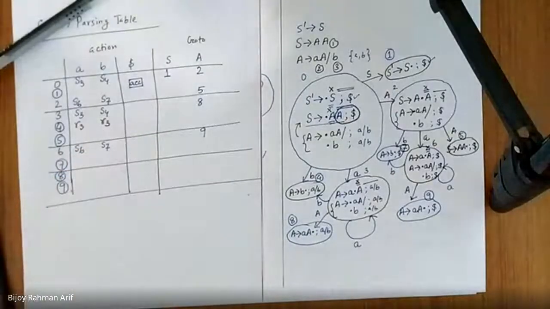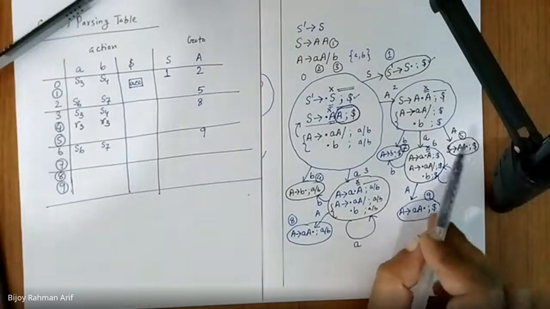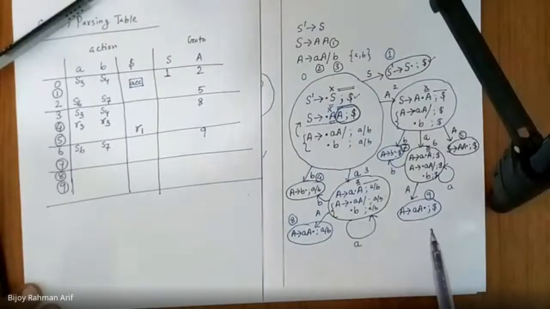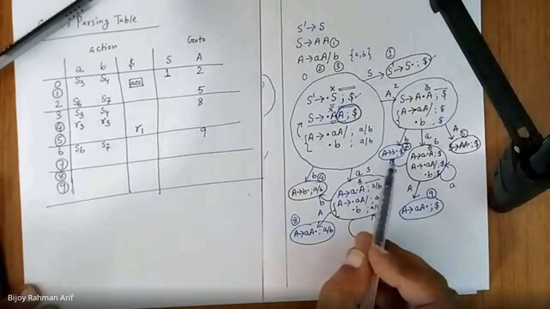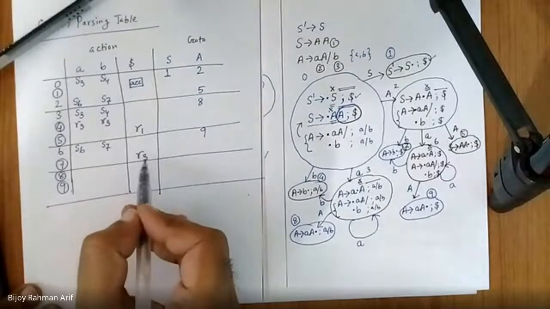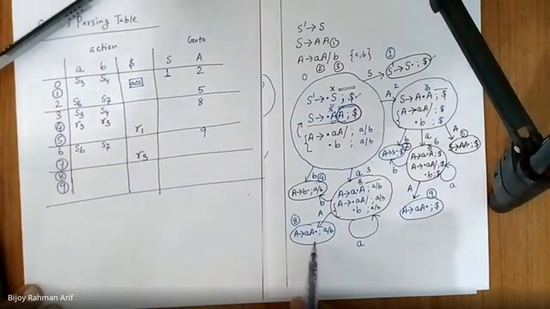Let's go to 5. So this is which rule? Rule number 1. Where am I going to write this rule? Only on dollar. So reduce 1. Okay. Now let's go to 7. This is again rule number 3. What should I write here? Only on dollar. So going to this column, writing only here. Then number 8. This is rule number 2. Where should I write it? On A and B.